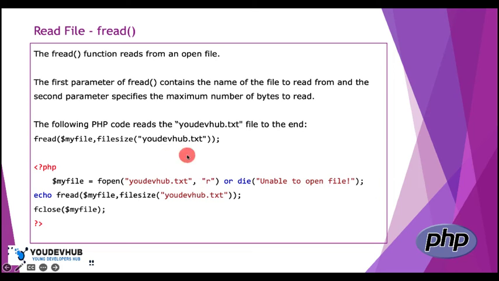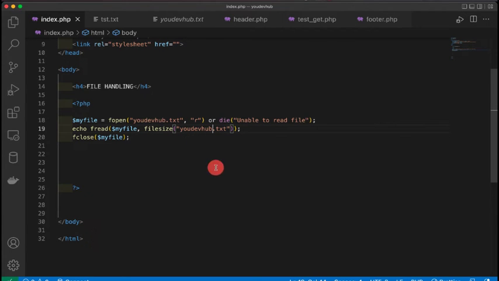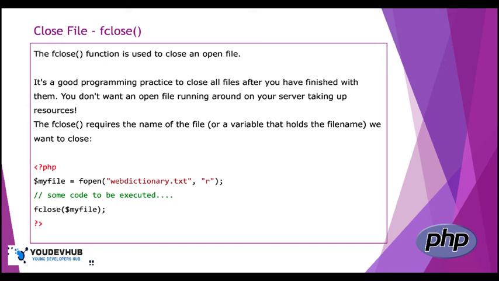So it's going to take the same way it has been written the first time. So it's the same thing. It's just further explaining what the fread does. It reads this file. Okay, then we have the close file or fclose function.